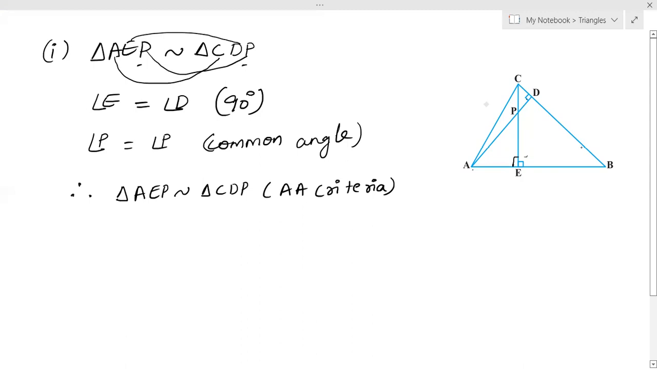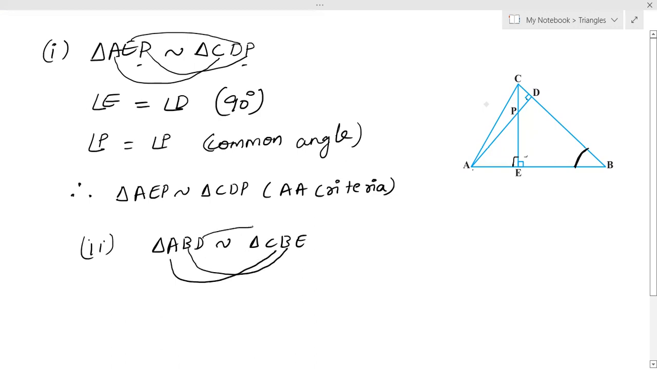It's very easy. If you observe, angle B is common in both the triangles, therefore angle B is equal to angle B. Let me write it down. We have to prove in the second sub question that triangle ABD is similar to triangle CBE. As I told you, the first alphabet will be equal to the first, the second to the second, and the third to the third. We have to just find the reasons for them.